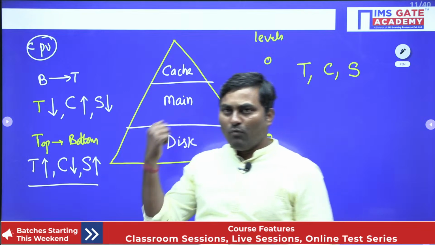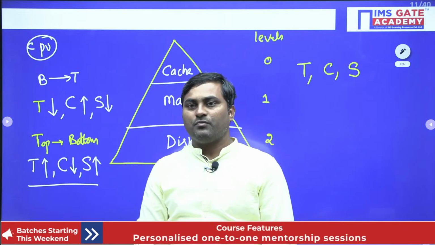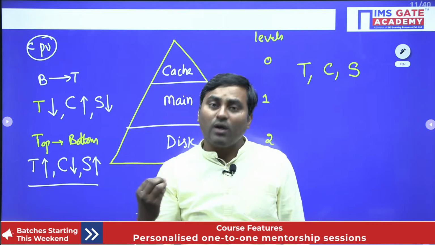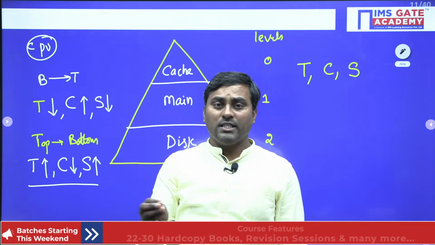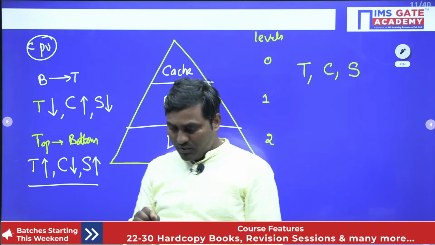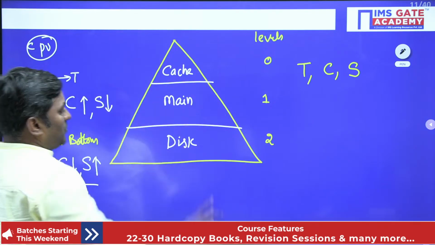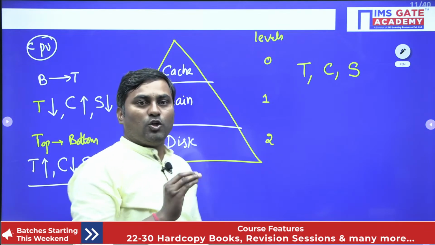Whatever level of components we arrange, the top level memory will be the costlier memory, and its size is smaller than the next level memory. This observation we can make on this memory hierarchy. I hope it is clear to all of you.